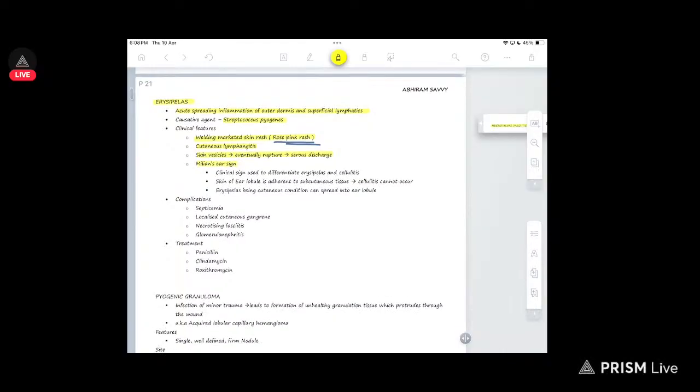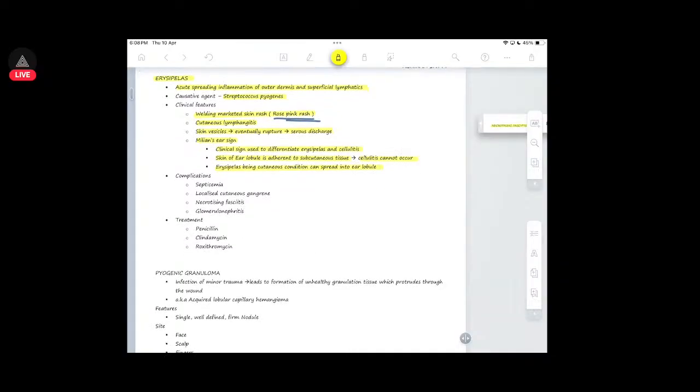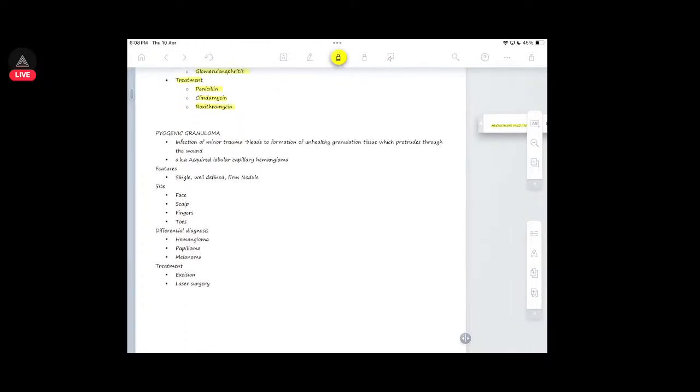You also have Milian's ear sign, which is a clinical sign used to differentiate erysipelas and cellulitis. The skin of the earlobe is adherent to the subcutaneous tissue, so cellulitis cannot occur there, while erysipelas, being a cutaneous condition, can spread into the earlobe. Complications: you have septicemia, localized cutaneous gangrene, necrotizing fasciitis, and glomerulonephritis. So treatment: you have penicillin, clindamycin, roxithromycin.